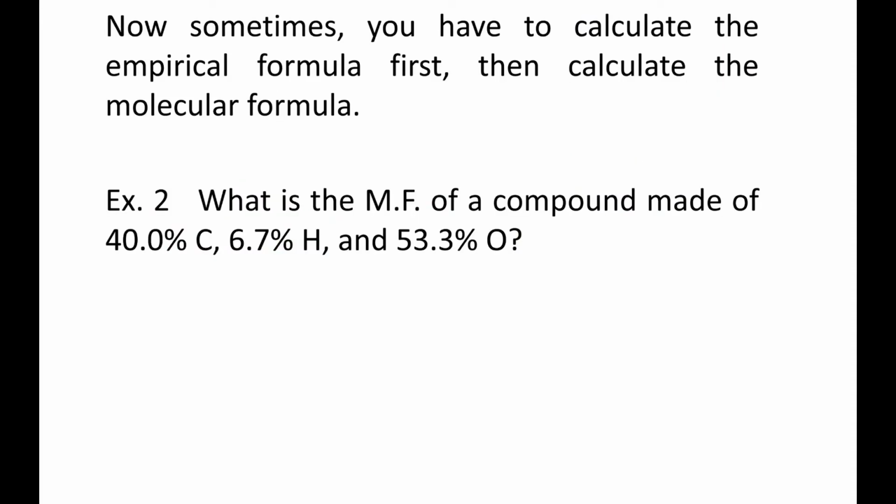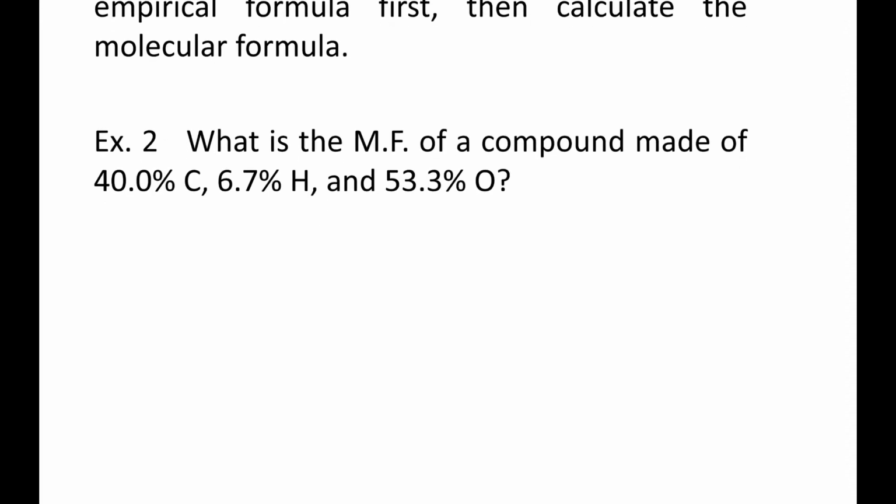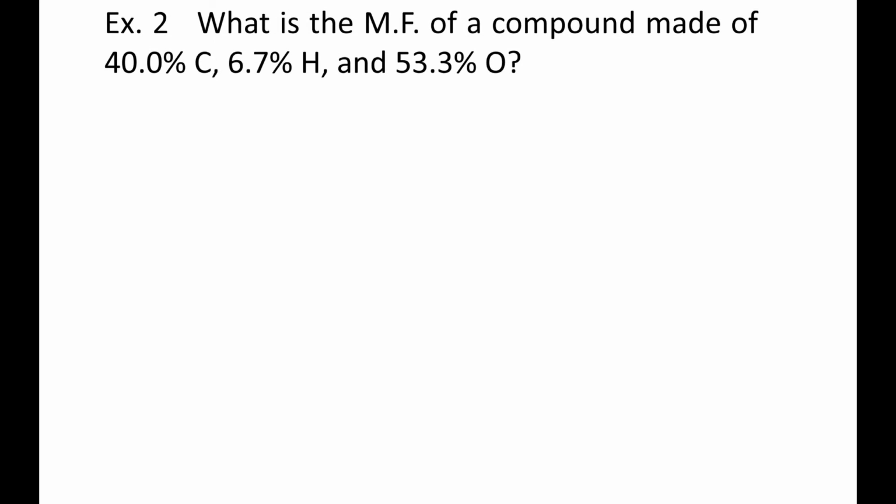Sometimes you have to calculate the empirical formula first. That means it's not given to you, but maybe the percentage of all the elements are given to you. Then you can calculate the molecular formula. Let's look at this example. What is the molecular formula of a compound made of 40% carbon, 6.7% hydrogen, and 53.3% oxygen? I forgot to put in earlier that the molar mass is 180 grams per mole. You do need that.